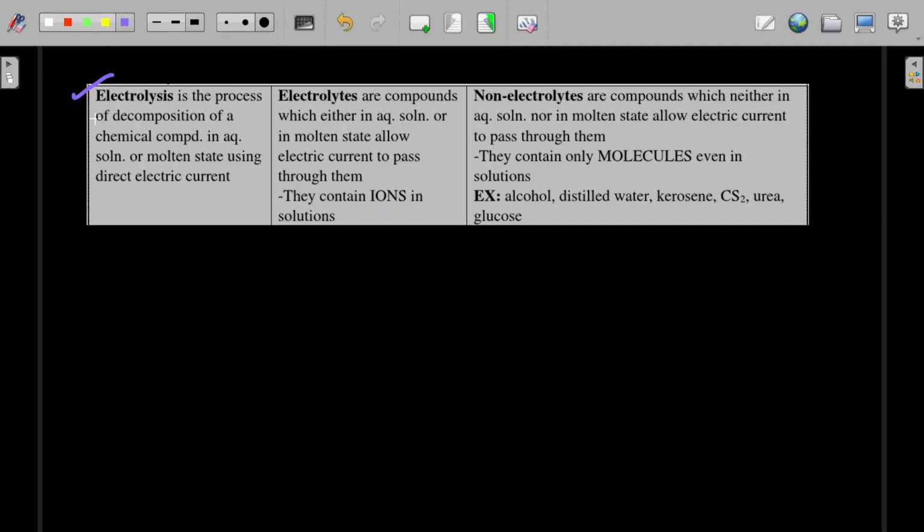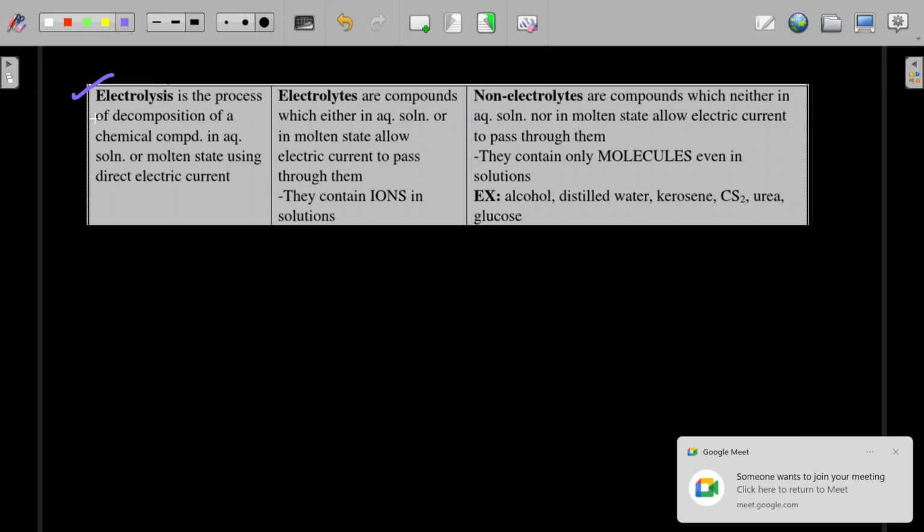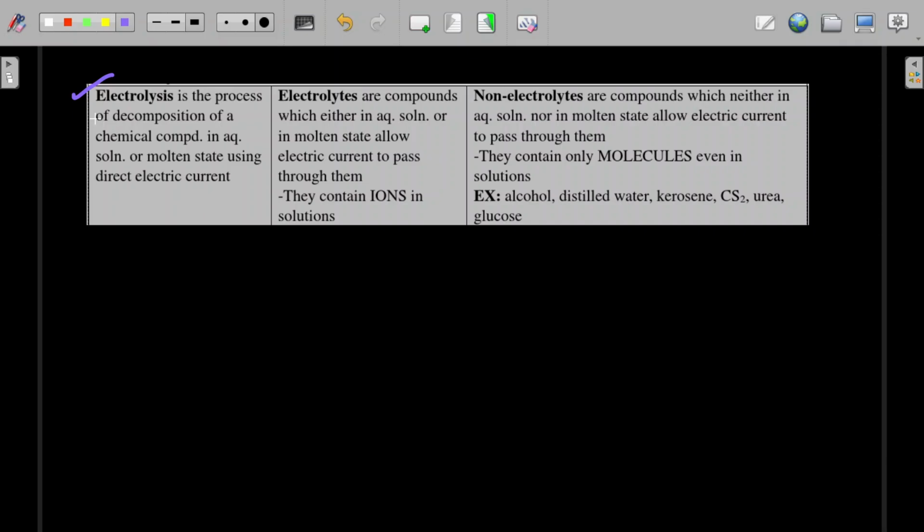Electrolysis means simple. You will take a compound, and that compound we are taking in a molten state or in aqueous state. It undergoes decomposition after passing the electric current. That will be called as electrolysis. Basically, decomposition of a chemical compound in aqueous solution or molten state using direct electric current. So remember, electrolysis we use DC current, direct current, not AC. Alternate current we don't use.